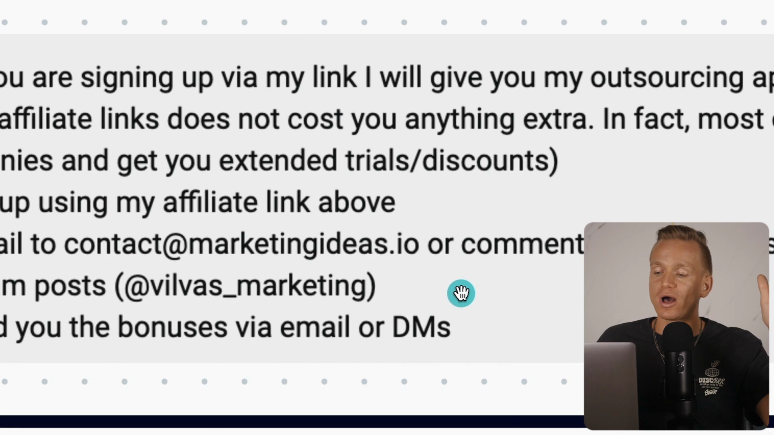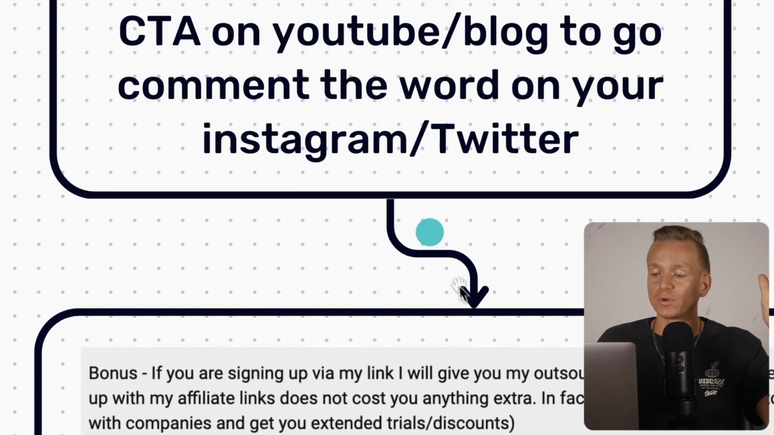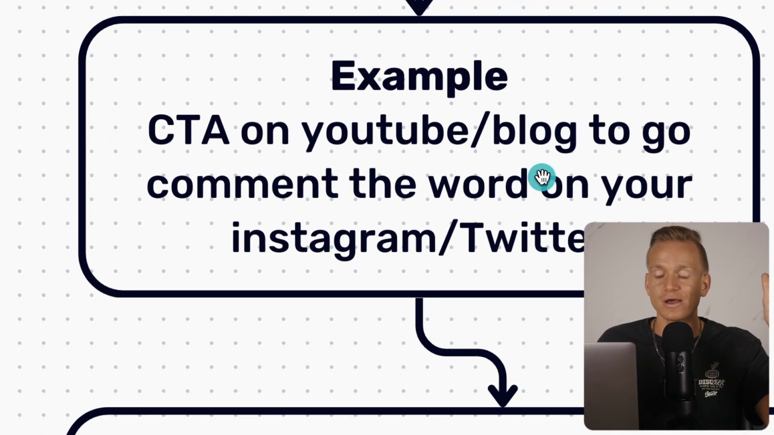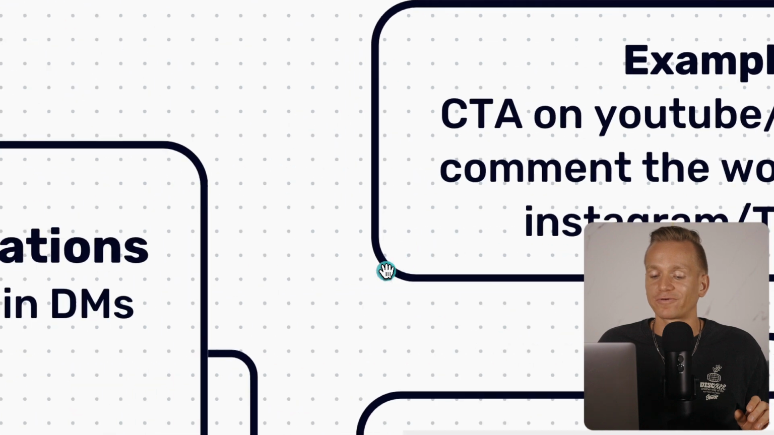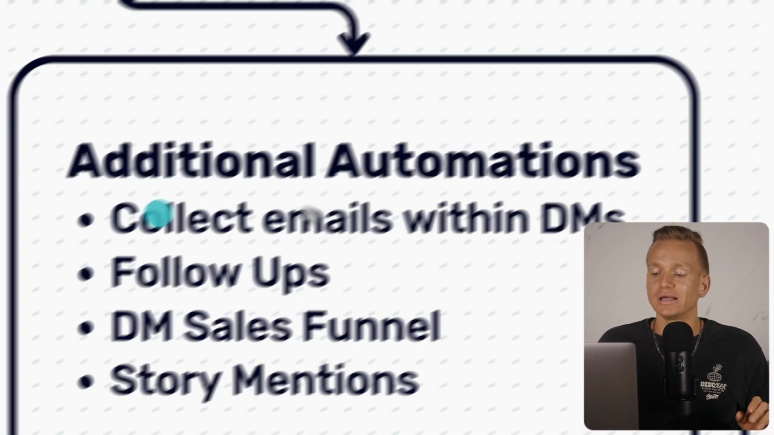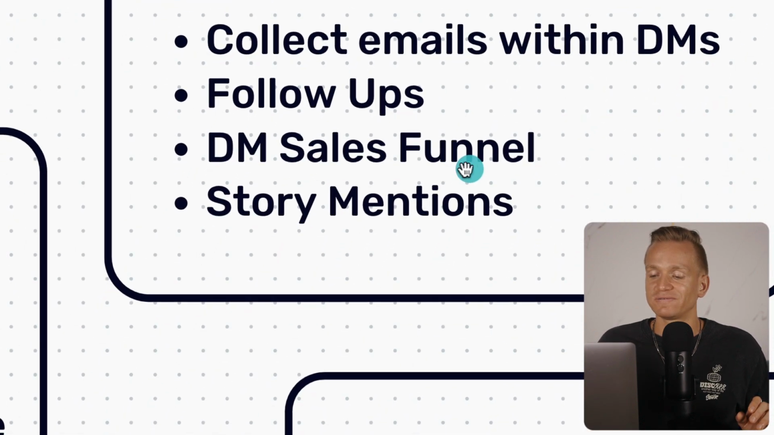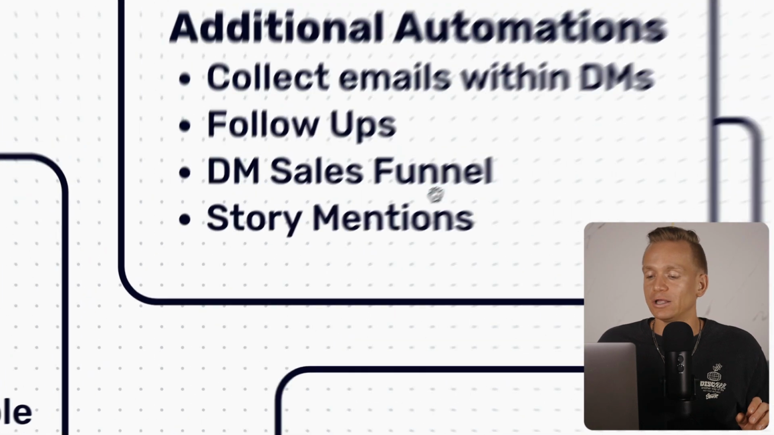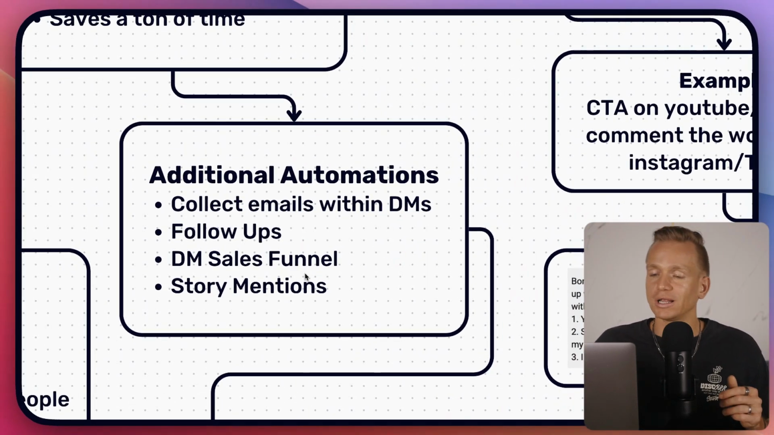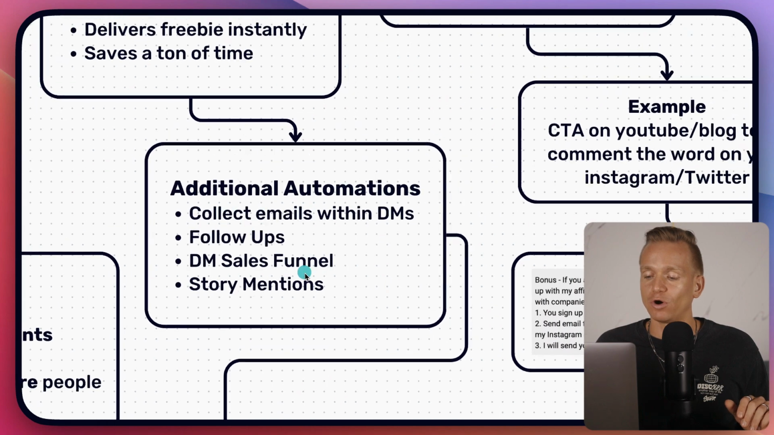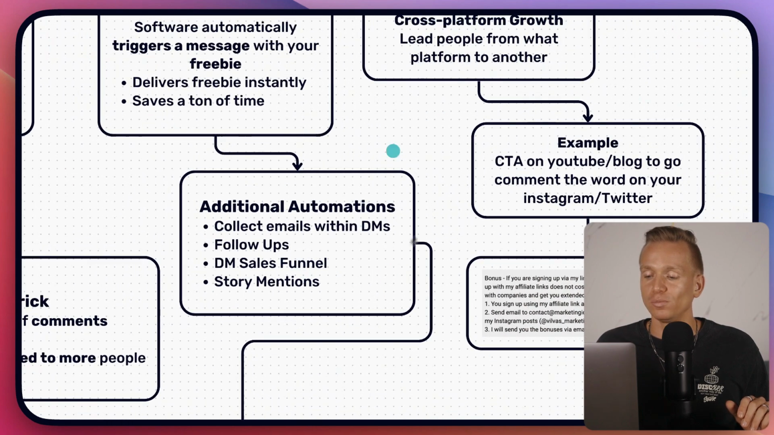So now I am driving people from YouTube or from my website where I can't really engage with them. I am driving them to my Instagram, and then from there I am going to get them into my whole sales funnel, and then I can promote more of my content. I can sell my different offers to them, so on and so forth. I'm creating this whole machine.